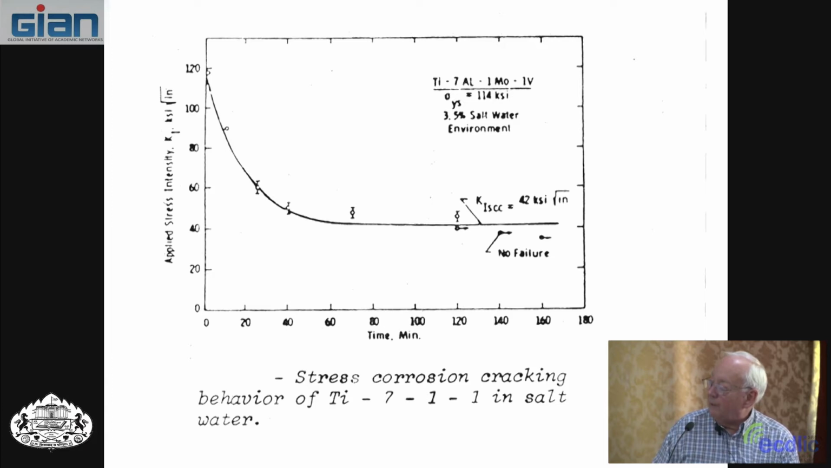Here was a test on a titanium alloy. This was titanium, 7 aluminum, 1 moly, 1 vanadium. I don't know if you know that. This alloy was originally chosen way back when the United States was going to build a supersonic airplane like the Concorde, which flies Mach 2 or whatever, pretty fast. And the United States was going to build that.